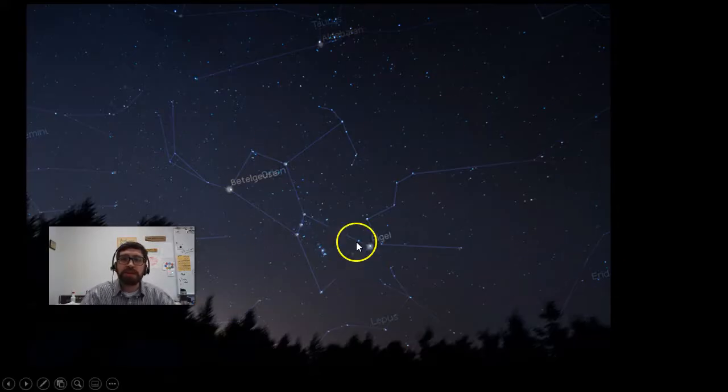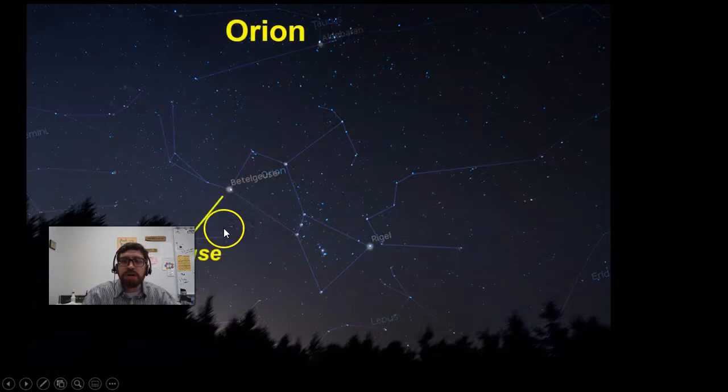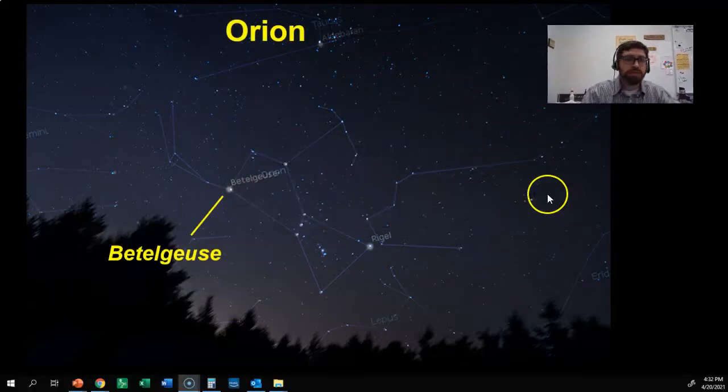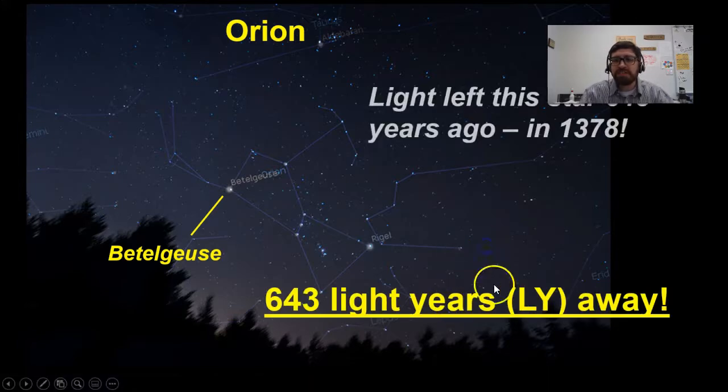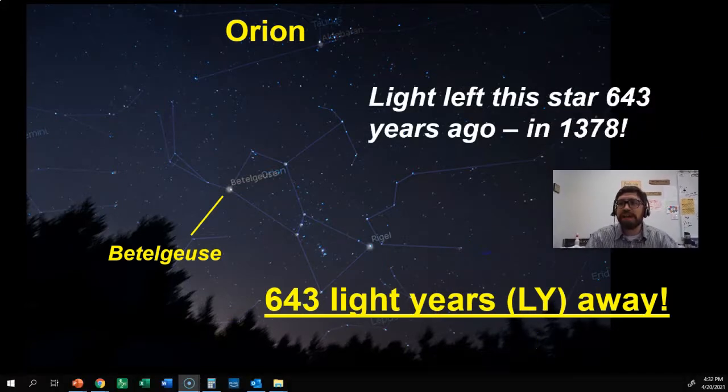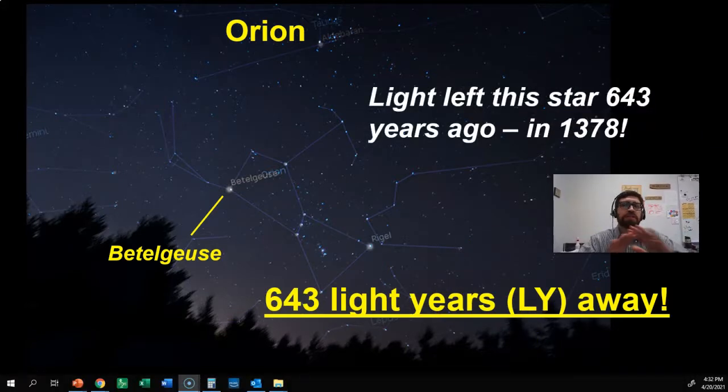Here's another one. This is a very famous constellation called Orion. And in Orion, there's a star called Betelgeuse up on the right shoulder of Orion. You ready for this one? Betelgeuse is 643 light years away. Light left this star 643 years ago, in the year 1378, just to get here tonight so that you can see it. That's pretty far.